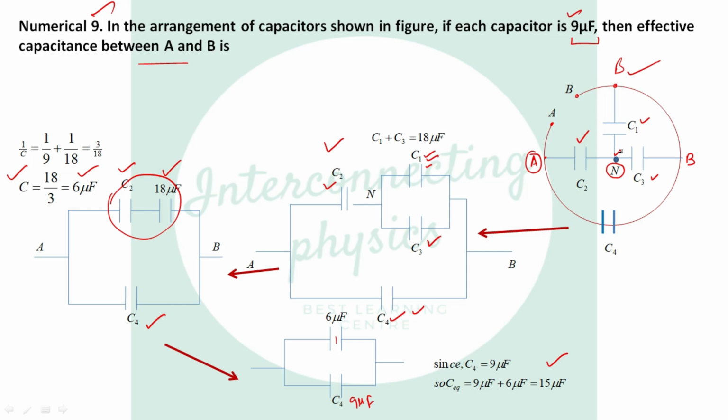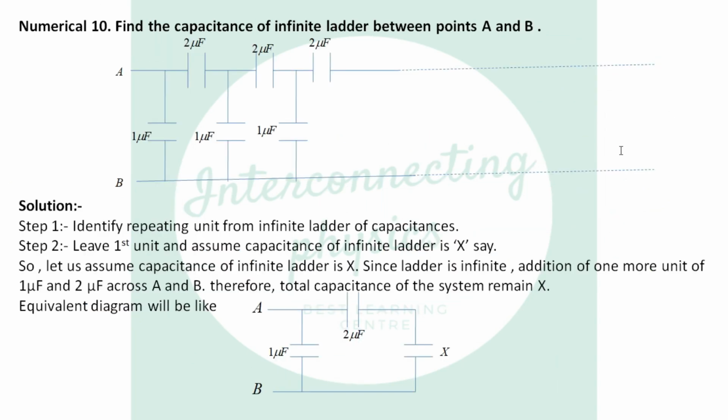Let us understand the last and most important problem, that is the capacitance of an infinite network, an infinite ladder. It means we are given an infinite combination of capacitors. Suppose 1 lakh, let us say. And what is the method to solve such problems?